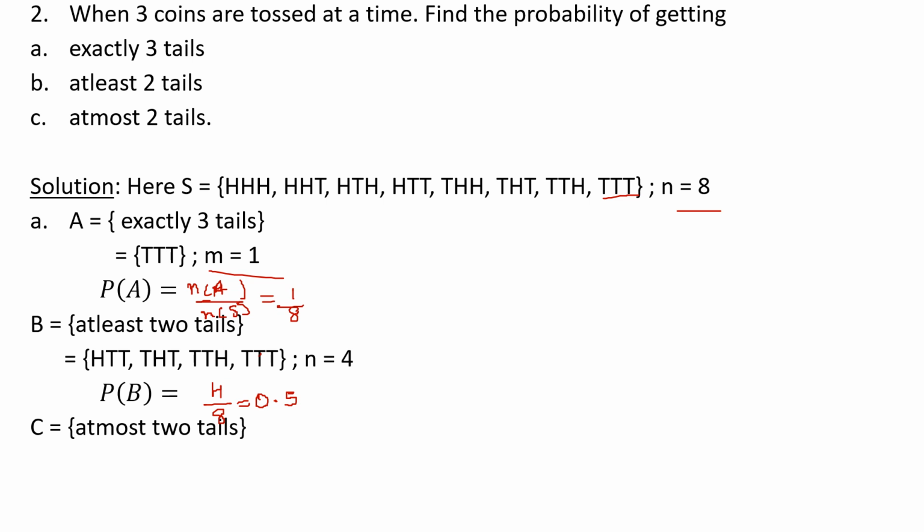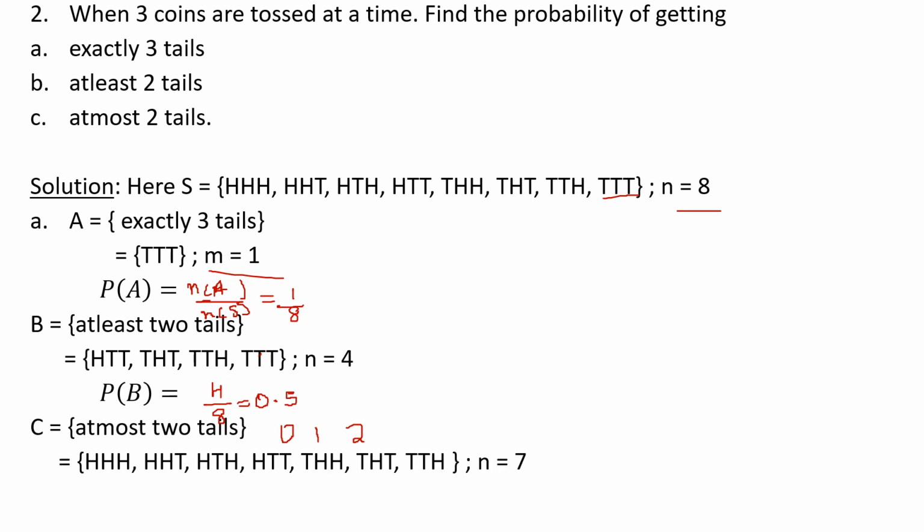At most 2 tails, that means either no tail, or 1 tail, or 2 tails. So the possible outcomes are either no tail, which is HHH, and these two have 1 tail each, and these 3 will have 2 tails. So the total possible outcomes will be 7. So the probability will be equal to 7 divided by 8. So n of C is 7 divided by the total number of elements in the sample space, which is 8. So 7 by 8.